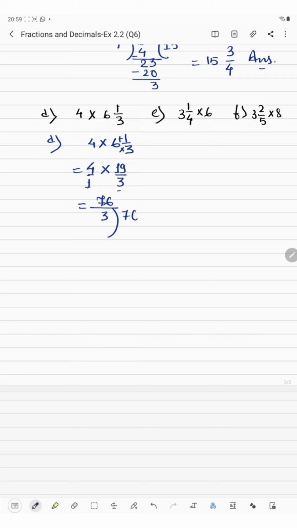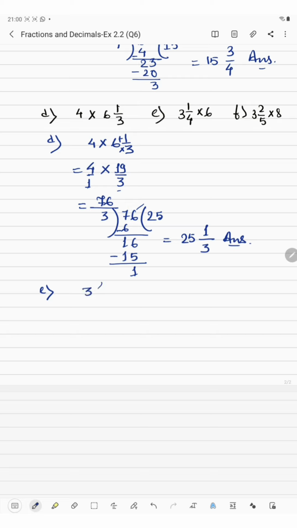So we'll have to convert it into mixed. Now 3 1s are 3 and 3 2s are 6. So 7 minus 6 is 1. Now 6 will come down. So 3 5s are 15. Now 16 minus 15 is 1. So the answer will be the quotient, then the remainder up and the divisor down. So it will be 25 1 by 3. Okay. Now coming to part E.